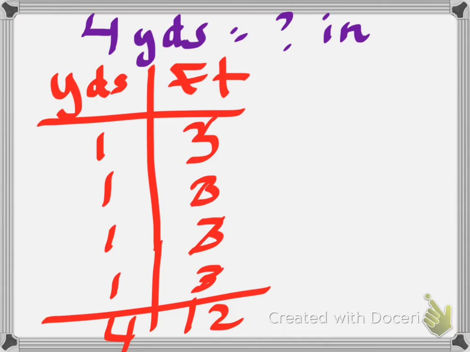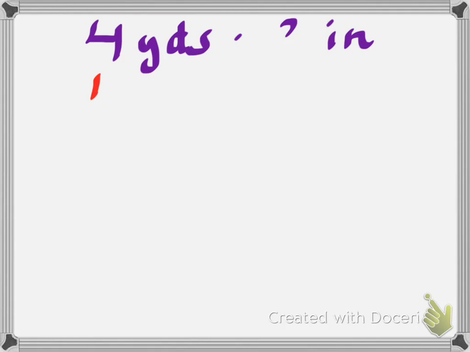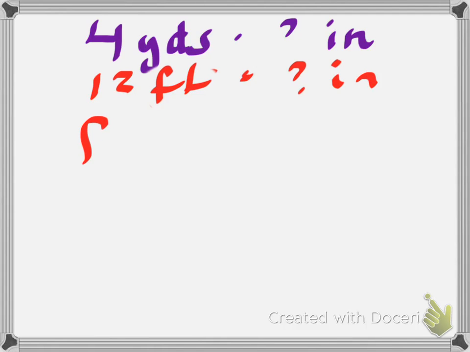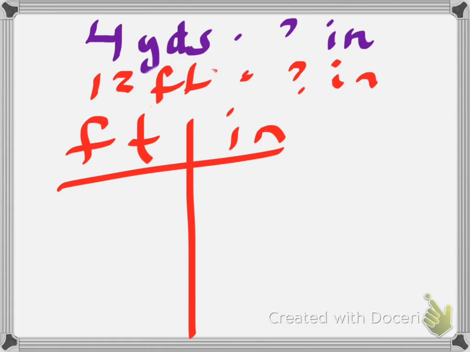Now I can go ahead and move on to the next step, which is converting those 12 yards into however many inches. Or I'm sorry, 12 feet. 12 feet, not 12 yards. 12 feet into however many inches. So again, you have your T chart, feet and inches, and then you just work it out from there. So you can go ahead and pause me and figure this part on your own.